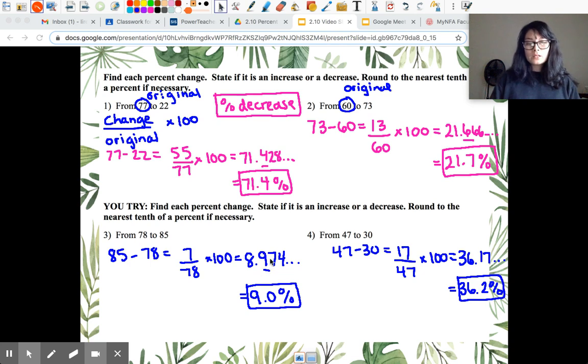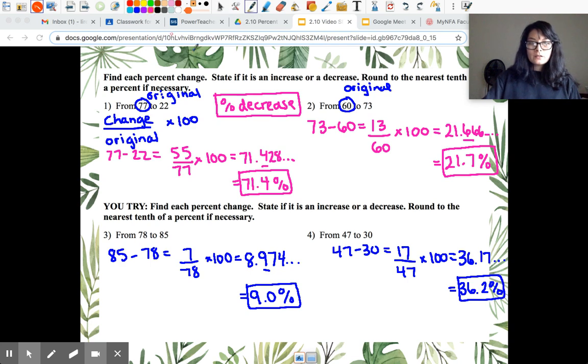So if I round the nearest tenth in this number, the 7 is going to bump that 9 up to a 10, which will actually end up bumping the 8 up to a 9, and then the 0 comes from the 10 when we increase this 9 up to a 10. So this actually ends up rounding to 9.0, or just 9%. For number 4, we went from 47 to 30.